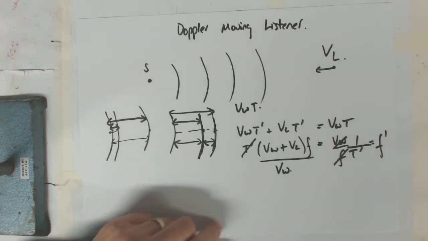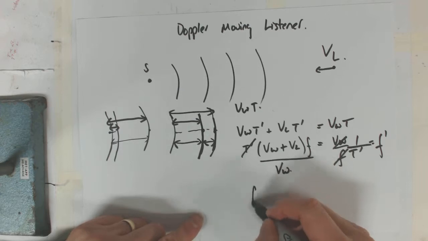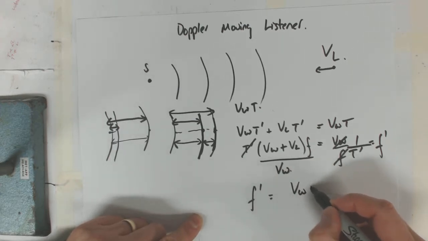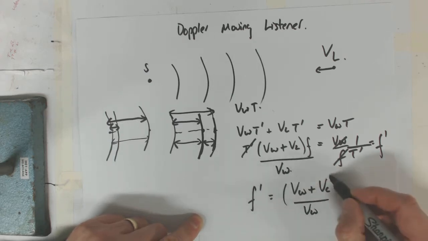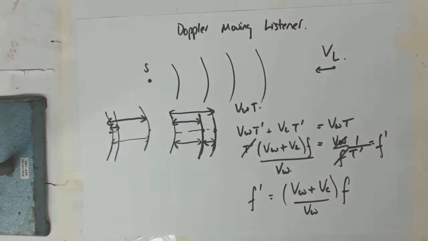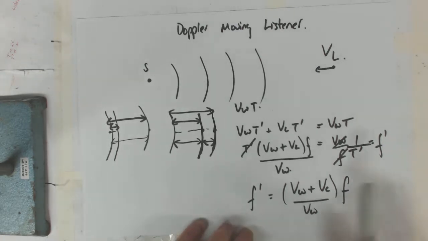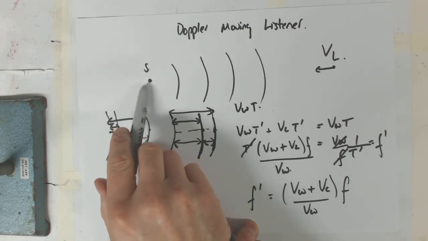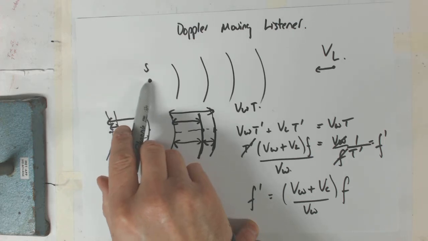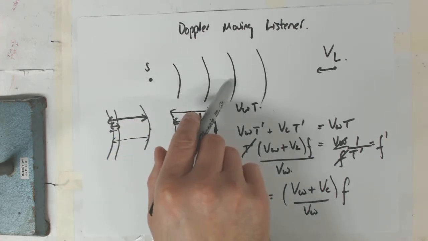There we go. So what we've got is that F dash, the new frequency, is equal to VW plus V listener, all over VW, times the old frequency. So very similar formula to the moving source. Again, what I say to you with these type of issues is look at your signs. This was all based on the source being stationary, and the waves we could have said were positive.